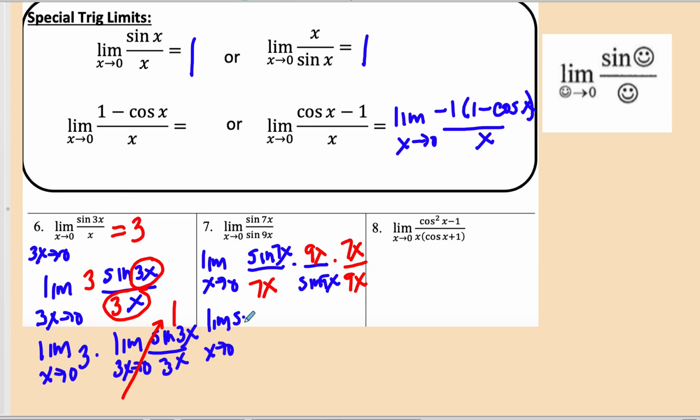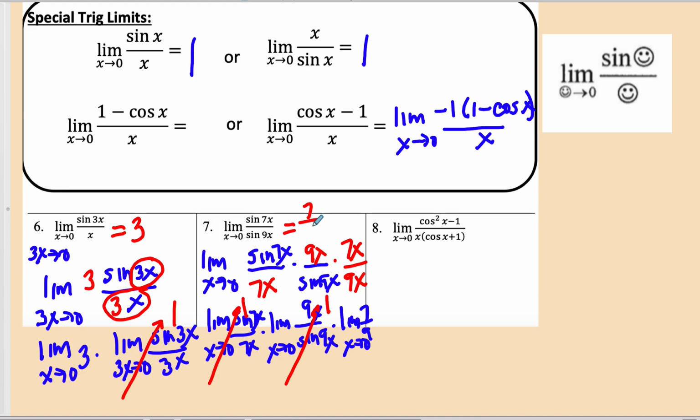This is going to be the limit as x approaches 0 of sine of 7x over 7x, times the limit as x approaches 0 of 9x over sine of 9x, times the limit, and I'm going to simplify that and I'll just write 7 over 9, and I'm going to reduce the x's. So this limit goes to 1, this limit goes to 1, and this is a constant, and that's going to be 7/9.